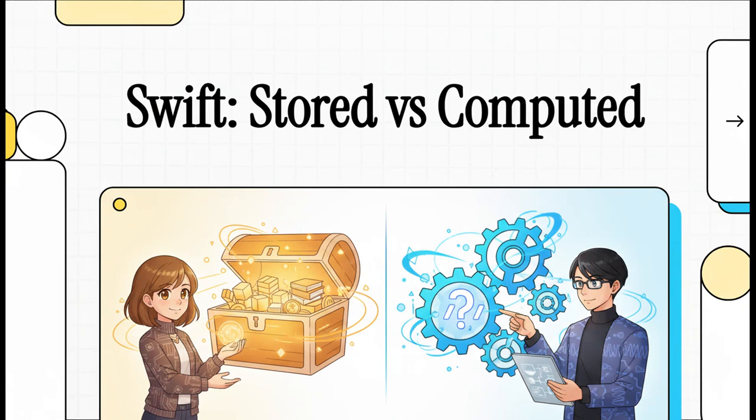Hey everyone, and welcome. Today we are going to jump right into a really core concept in Swift, something that'll help you write much cleaner, much more efficient code. We're talking about properties. We're going to break down the two main types, stored and computed, and see exactly how they help us manage our data.